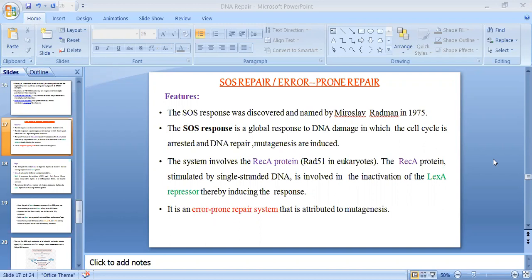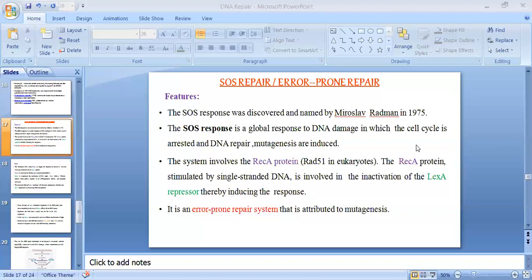So here are a few features about SOS repair. The SOS response was discovered and named by Miroslav Radman in 1975. This is important for MCQ also. In this year, this scientist first identified this pathway. First of all, I need to tell you that several proteins and genes are involved in this system. I will come to them one by one.